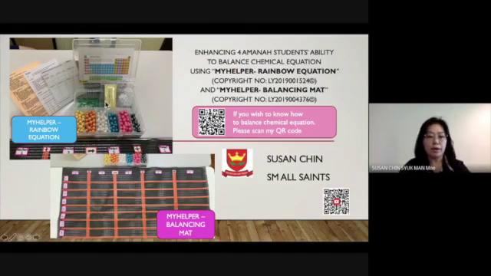On the top left, what you can see here is a set of Myhelper Rainbow equation. It consists of different colors of bits, a periodic table, a manual, and also some guidelines. And there are also flashcards consisting of different levels of questions and the answers. Here, as you can see, it is Myhelper Balancing Math. This is an improved version of the small templates that you can see on the screen, so that students can place the bits on the anti-slip balancing mat and see the result better.